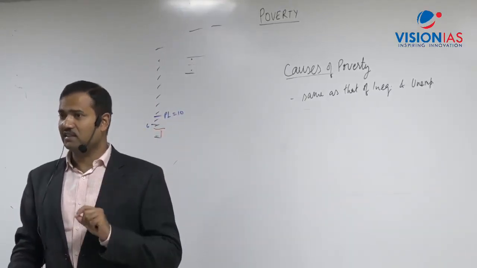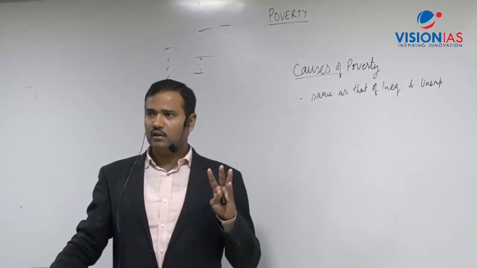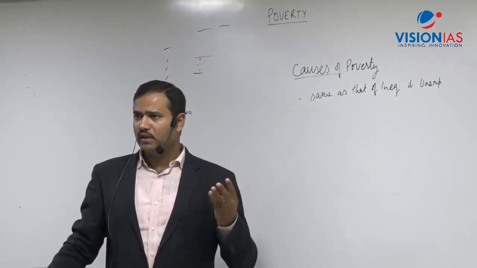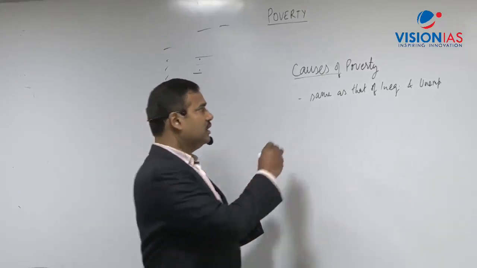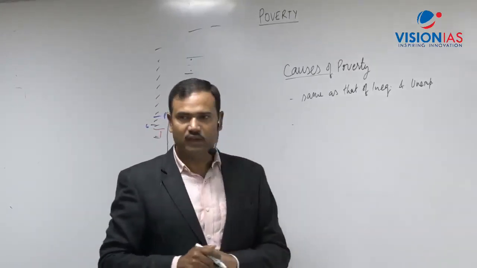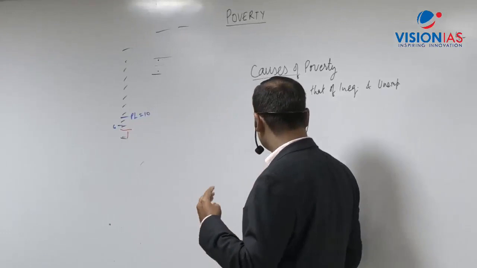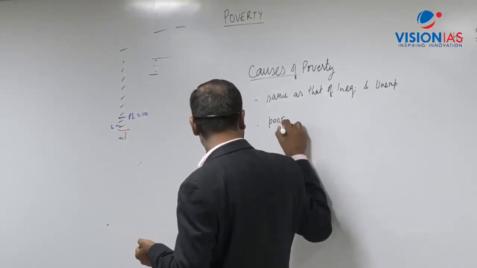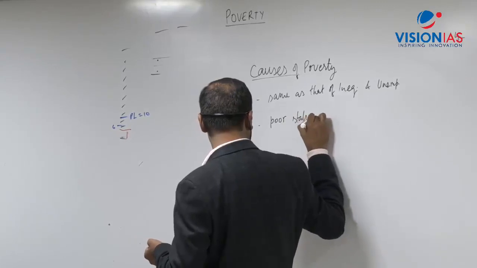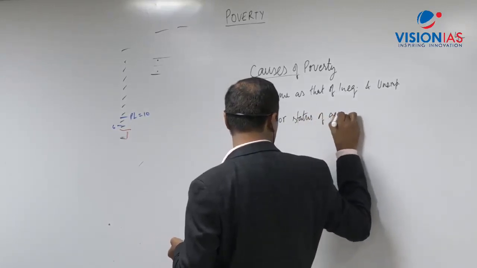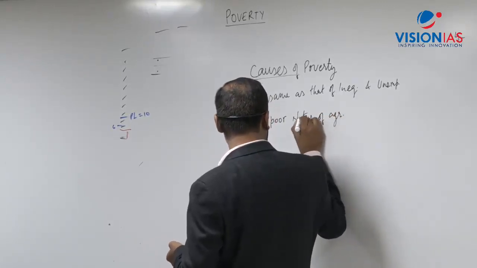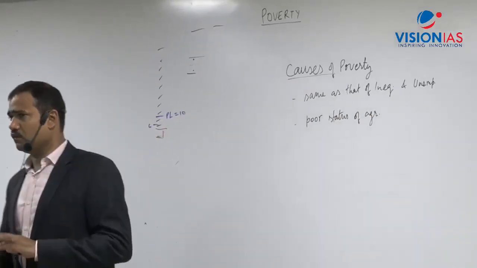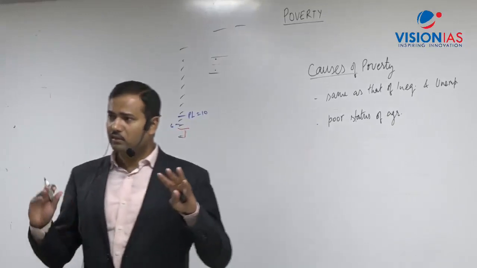Yes, agriculture. Low productivity and low incomes in the agriculture sector, the overburdening of the agriculture sector. So another is the poor status of agriculture. We will discuss it later, a lot of problems are there in agriculture. Farmers are very much vulnerable. Their incomes are too low.